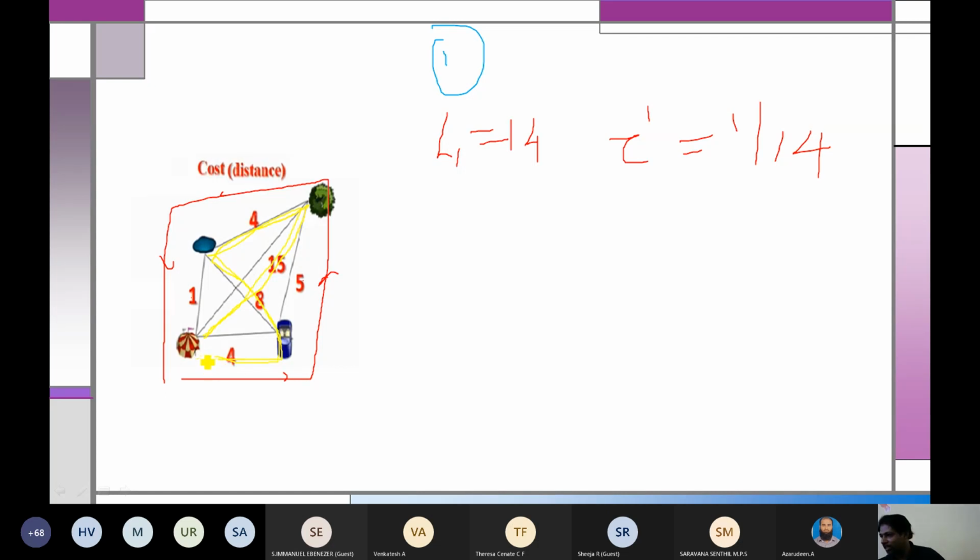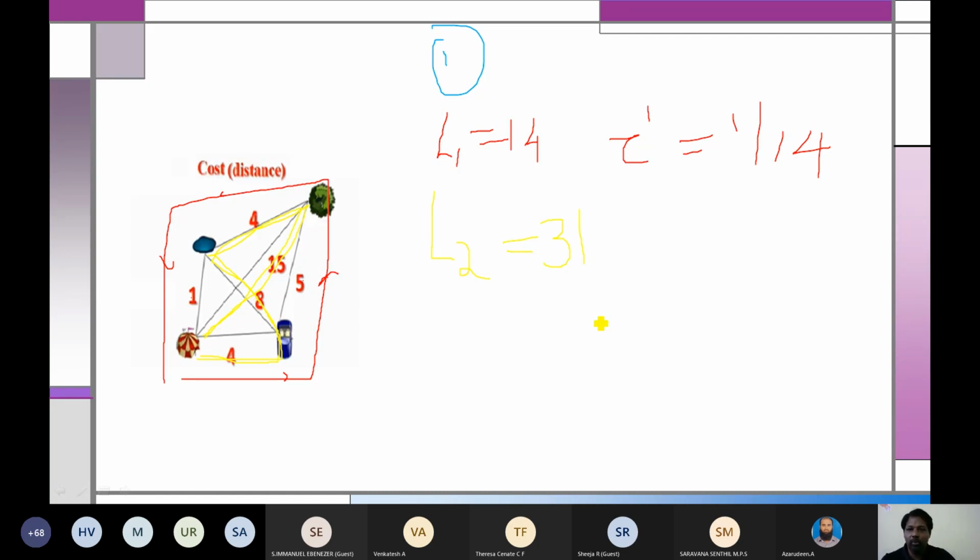I think the color is clear. It can take any path. The only thing is that it starts, goes to the destination, and returns to the source. So L2, for the second one, you'll get 4 plus 8, 12 plus 4, 16 plus 15. It's 31. So the distance traveled by the second ant will be 31.